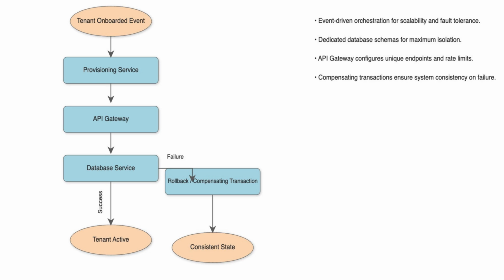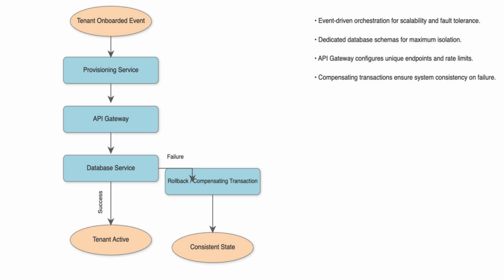Integrating with an API gateway automatically configures unique routing rules and rate limits for new tenants, providing tailored access without manual overhead. Critically, the orchestrator should implement compensating transactions. If an onboarding step fails, it automatically reverses completed actions, ensuring your system remains consistent and prevents partial, corrupted states. This rollback mechanism is key to reliability.